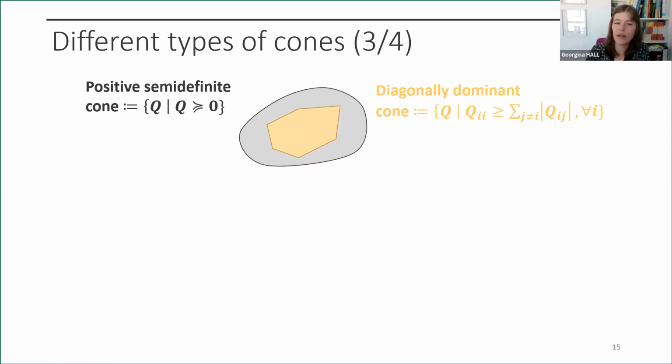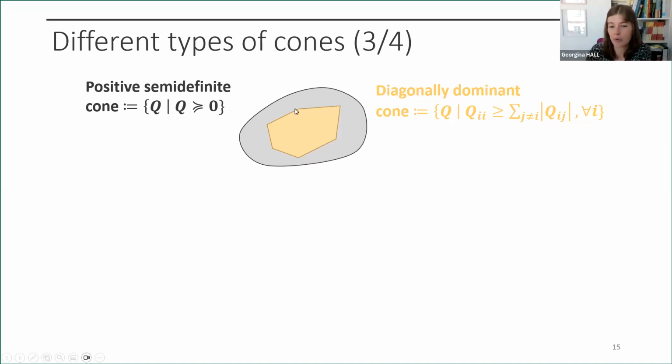Okay, so we've introduced one type of cone of matrices, the diagonally dominant cone. When we contrast it to the positive semi-definite cone that you see here, this is schematic, the diagonally dominant cone is an inner approximation of the positive semi-definite cone. Now, the question you can ask is, this is an inner approximation, but it might be a pretty bad one. Maybe it's very small compared to the whole set of positive semi-definite matrices. Can we maybe get something that's intermediate?